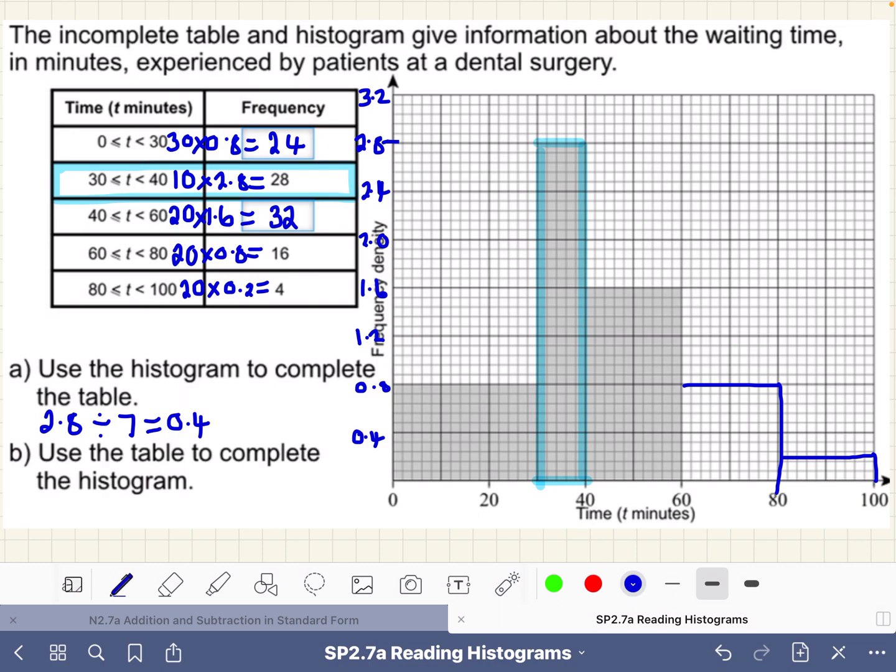So when you are doing these histograms, find the link between the table and the chart to begin with to work out your scale. From there, you are looking to multiply the width by the height to determine your frequency and divide the width into the frequency to determine the height.